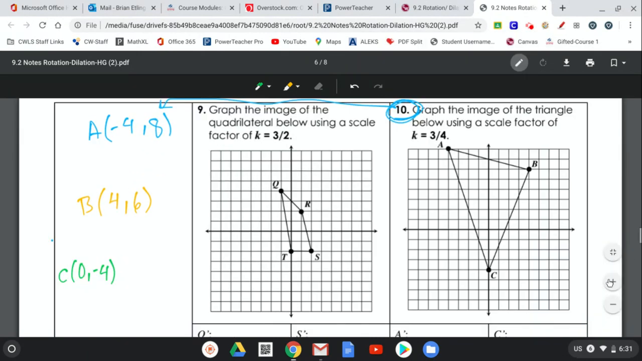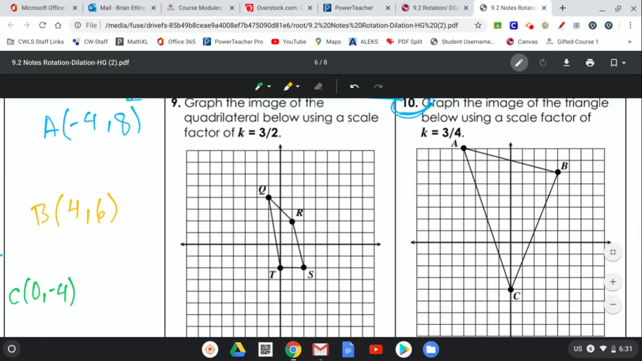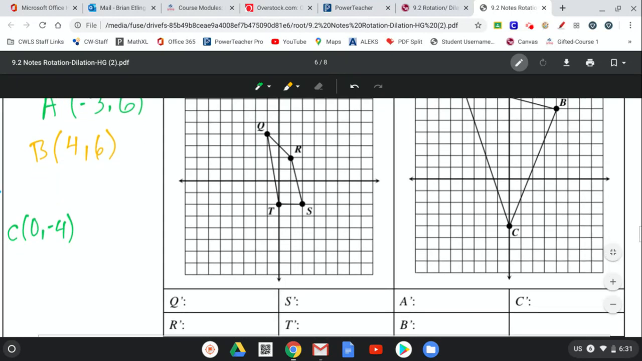All right, guys. So we have our coordinates over here, A, B, and C. What we're going to do is multiply them by this scale factor. So we're going to do -4 times 3/4. When you do that, for the coordinate of A prime, you're going to get -3. And then when you do 8 times 3/4, you're going to get 6. So the coordinate for A prime is going to be (-3, 6).